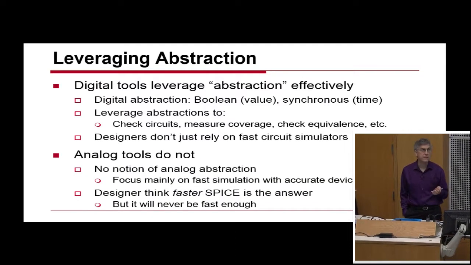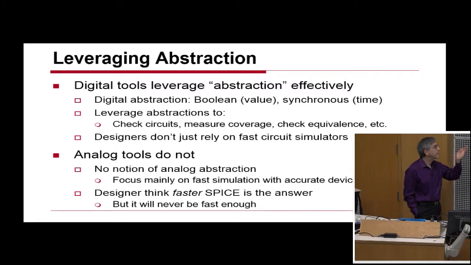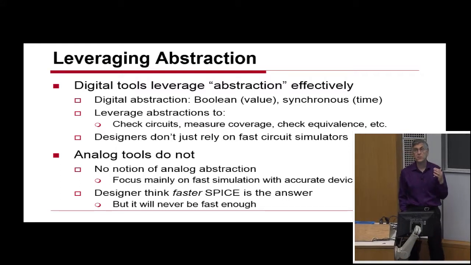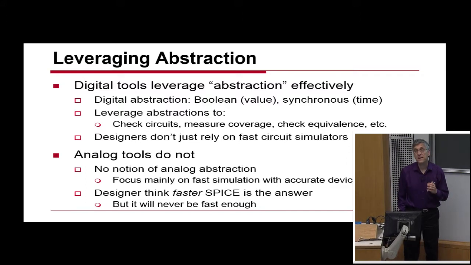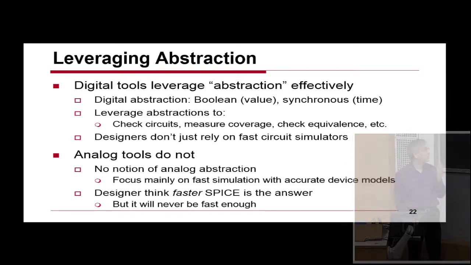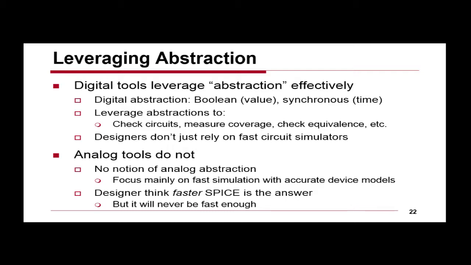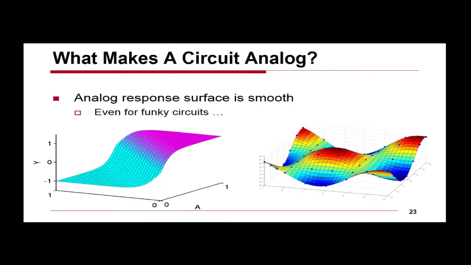Analog tools have no abstraction, so they basically use simulation at the transistor level. And when you ask an analog designer what design tool they really want, they often say they want a faster SPICE simulator. The problem is that we will never have a fast enough SPICE simulator to do everything that you want. We're going to have to do some sort of abstraction. So what abstraction should we use? I think the way to answer this question is to think about what makes an analog circuit analog. Why is an analog circuit analog and not digital? Or why is a circuit digital, not analog? What's the difference? What fundamentally has to be true about every analog circuit?